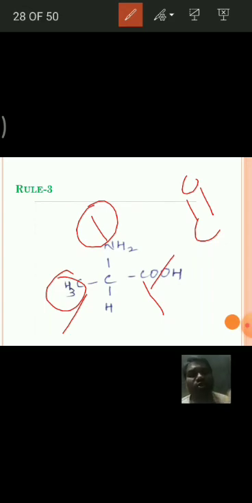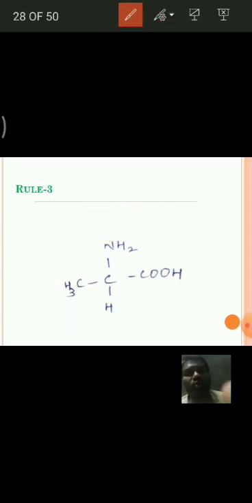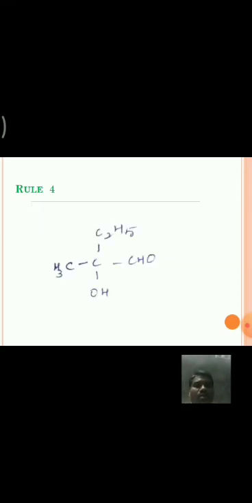For this, we should go with the rule 4. See here, the rule 4 says a double bond is considered as 2 bonds, whereas a triple bond is considered as 3 bonds. That means a double bond is duplicated, a triple bond is triplicated. For example, see here, this is C2H5, this is CHO.